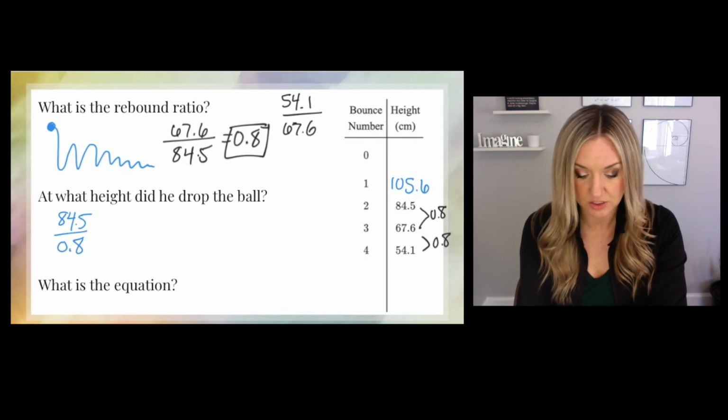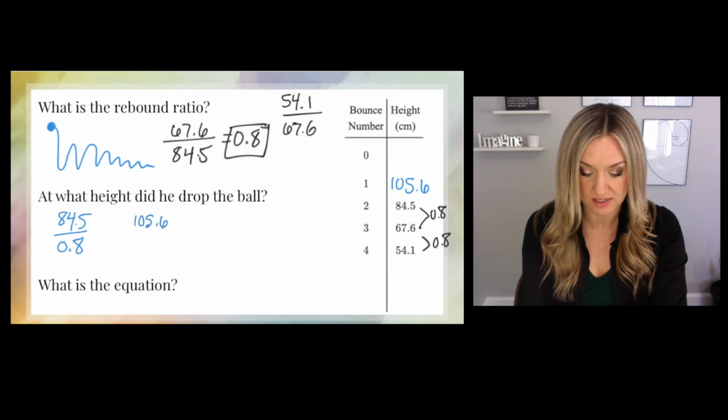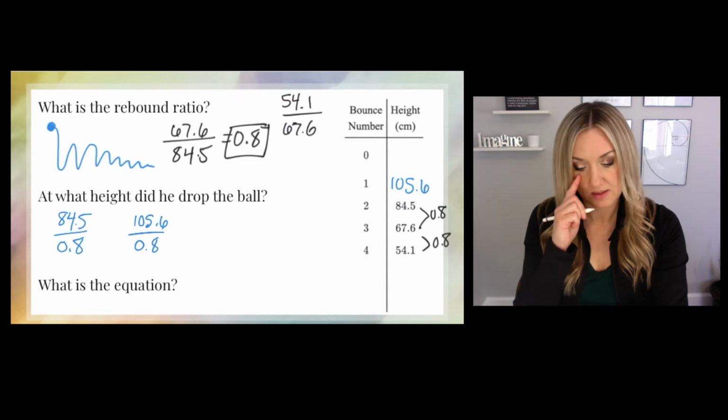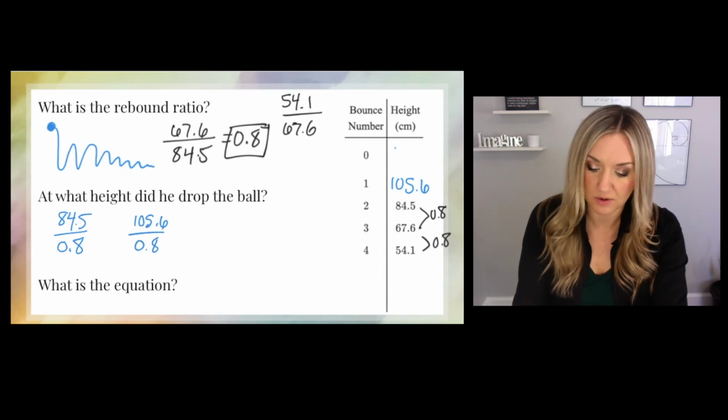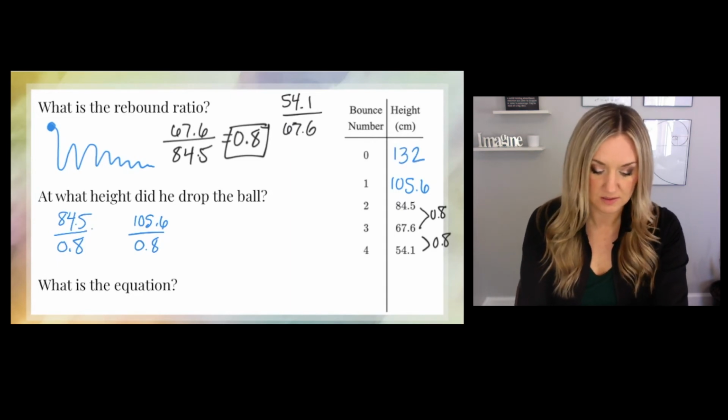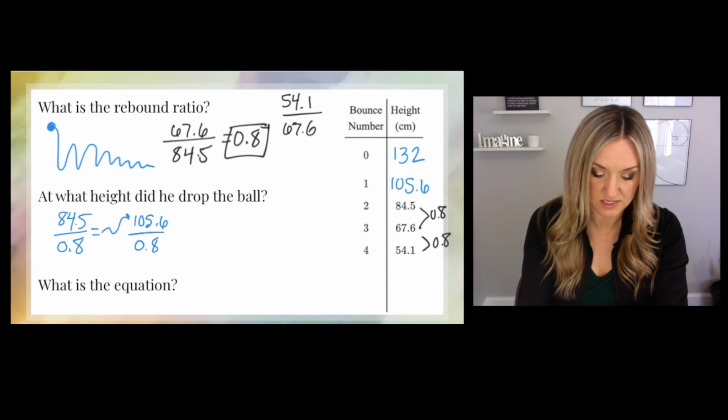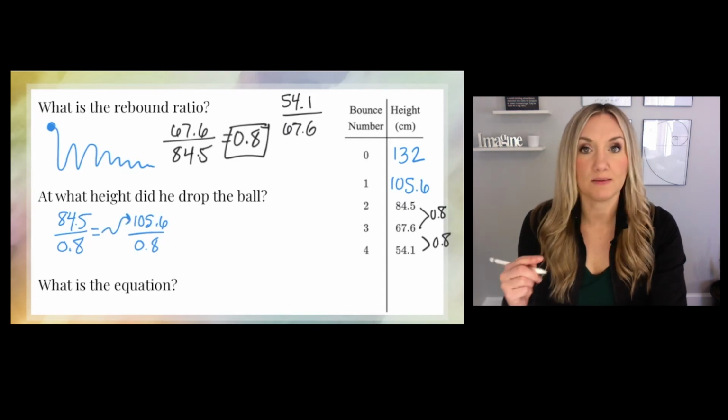So then we need to do the 105.6 divided by 0.8. And when we do that, we get about 132. So when we do this, this answer is here, and then we just kind of keep going back.